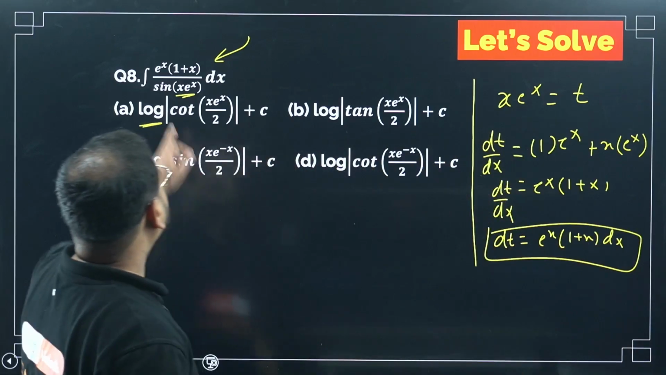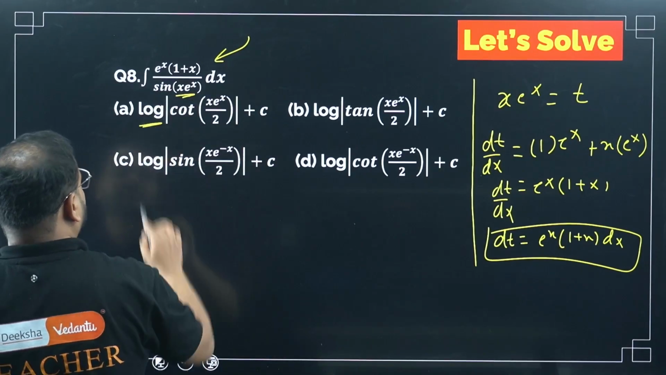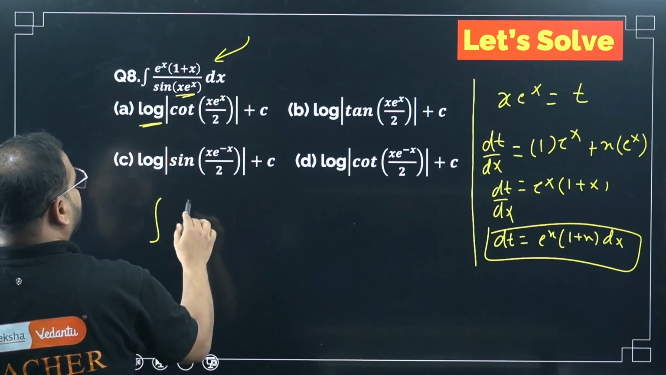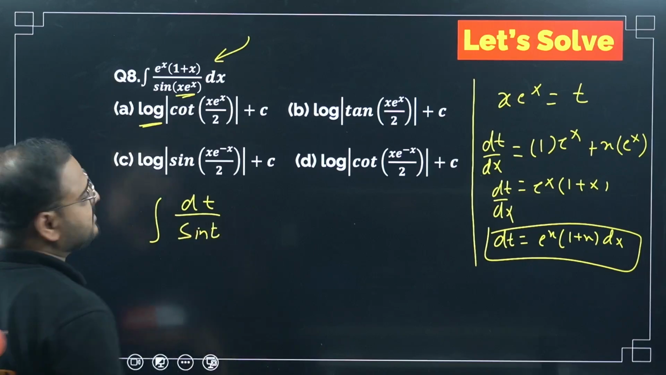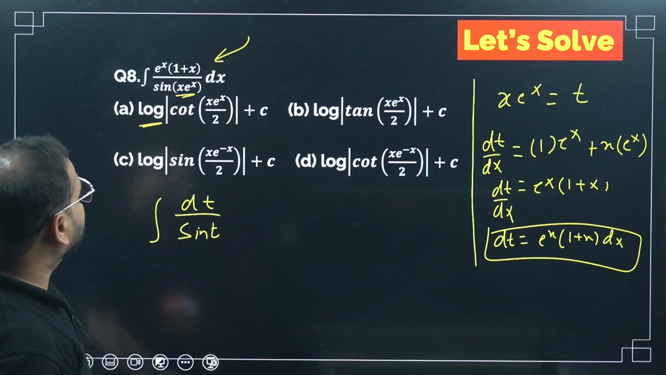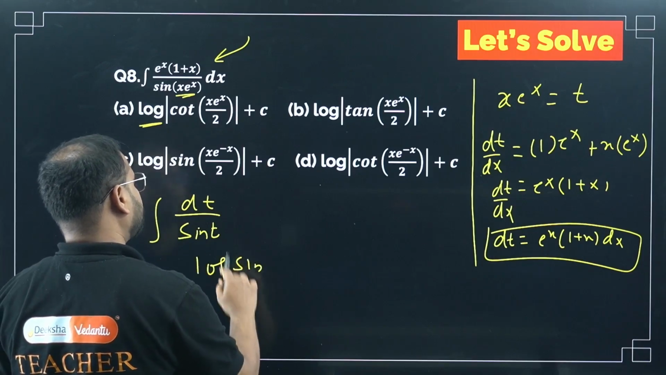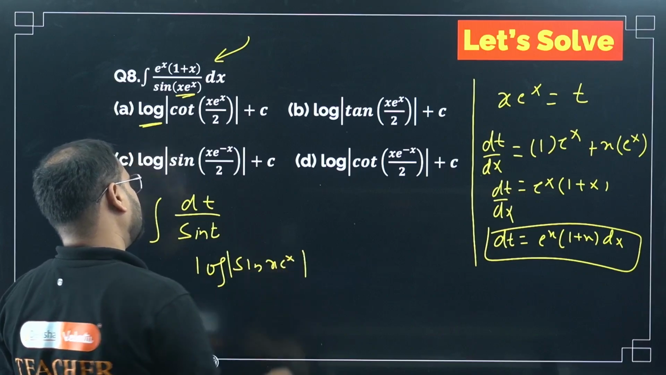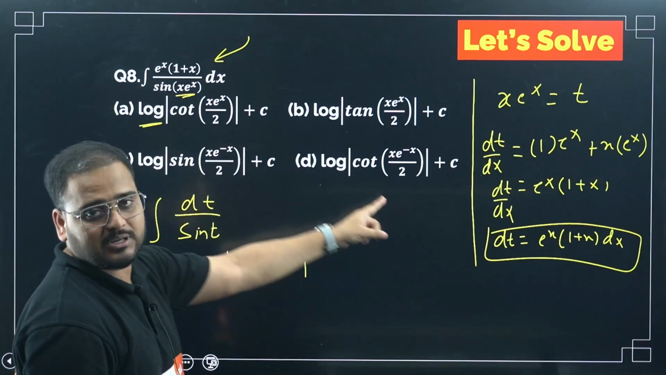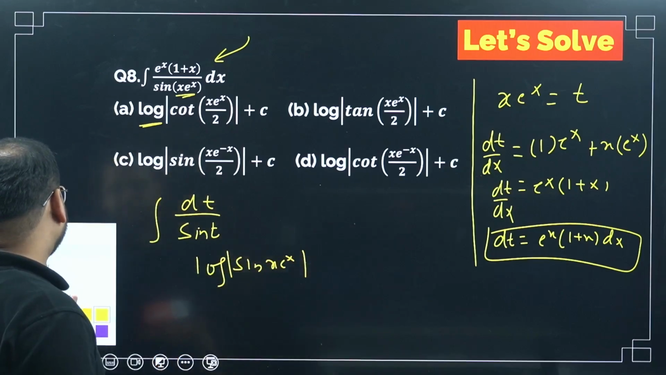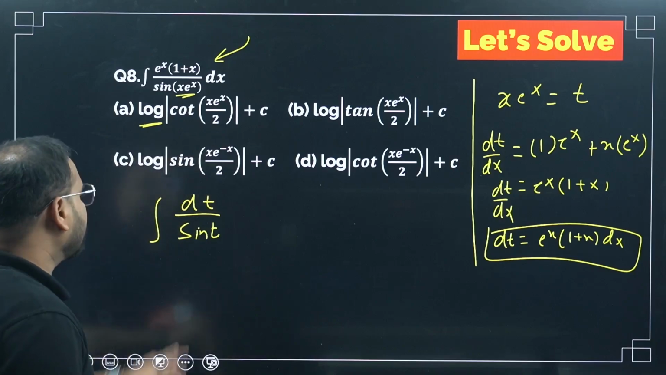Anything is there like that? Yes, sir. e power x, 1 plus x dx is there. We can substitute that as dt. So transform this integration. This will become dt by sine t. So simply the answer is log sine t. But if you check here, if you write it as log sine t, it will become log of sine of x e power x. Check any place, there's nowhere x e power x. It's always by 2 is there. It means some type of transformation we have to make to the function, which is not done yet.